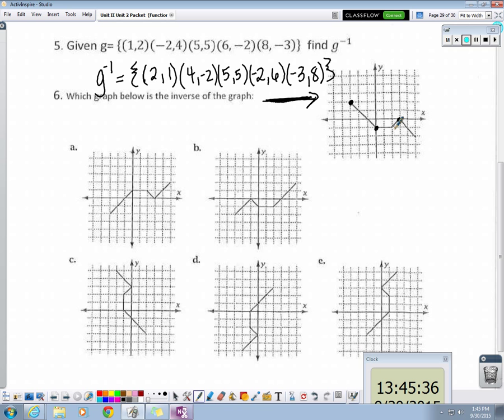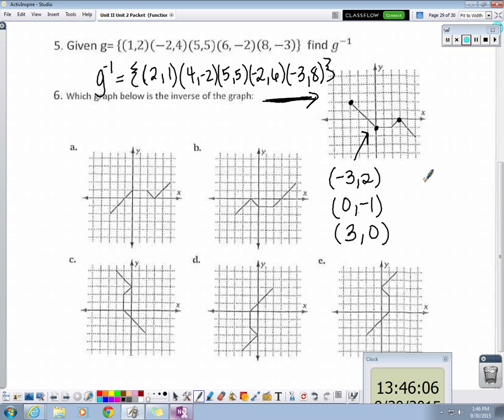Let's identify the coordinates of those 3 points. What are the coordinates of this top left point? This one? Negative 3, positive 2. Okay, what are the coordinates of this point? Right, and then this point? 3, 0. Okay, so those points all belong to this graph.